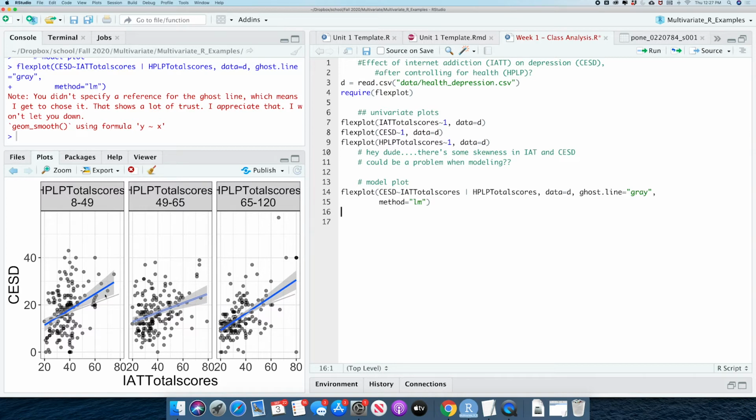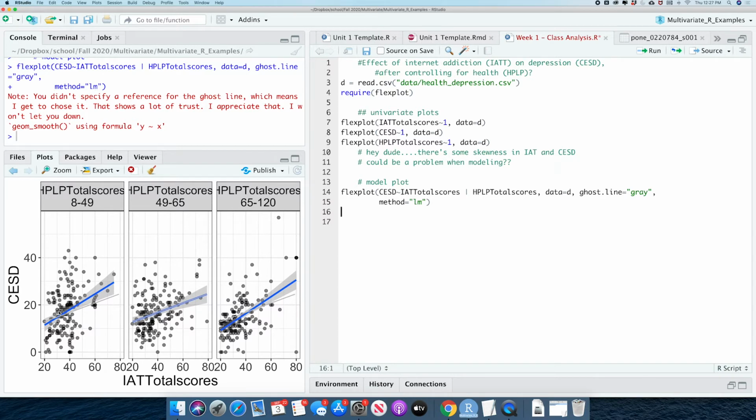Because what I want to do, it is in my best interest for the sake of my brain, is to see if we can fit just a main effects model with no interactions. Because once you put interactions in the model, it gets a little complicated. And so what I'm looking for is fairly parallel lines. And to me, these lines look pretty parallel.